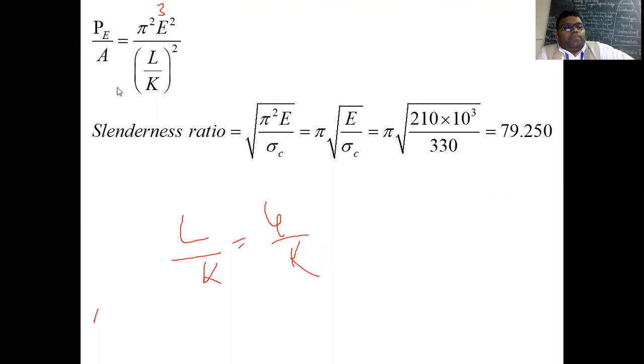So LE upon K or L upon K are the same in this case. It becomes under root pi square E upon sigma c, so the formula becomes pi under root E upon sigma c. Put the respective values and you will get the slenderness ratio for this question.